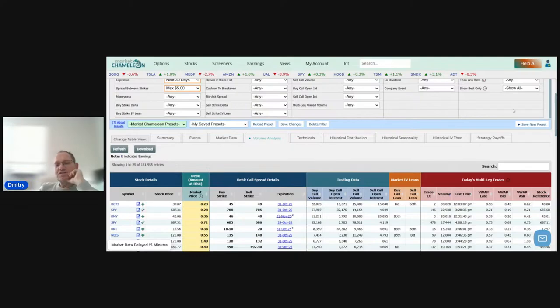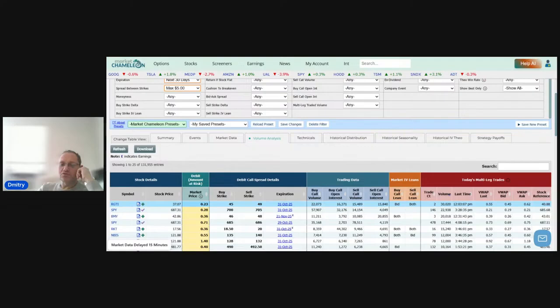And now we see larger volumes in some of these spreads. You could see this particular spread, the RGTI October 31st 45.49 call spread, traded 30,020 contracts. It traded 2 times on the day. This is looking at yesterday's data. We're not open today, so we're looking as of yesterday. The last time was 12:03.